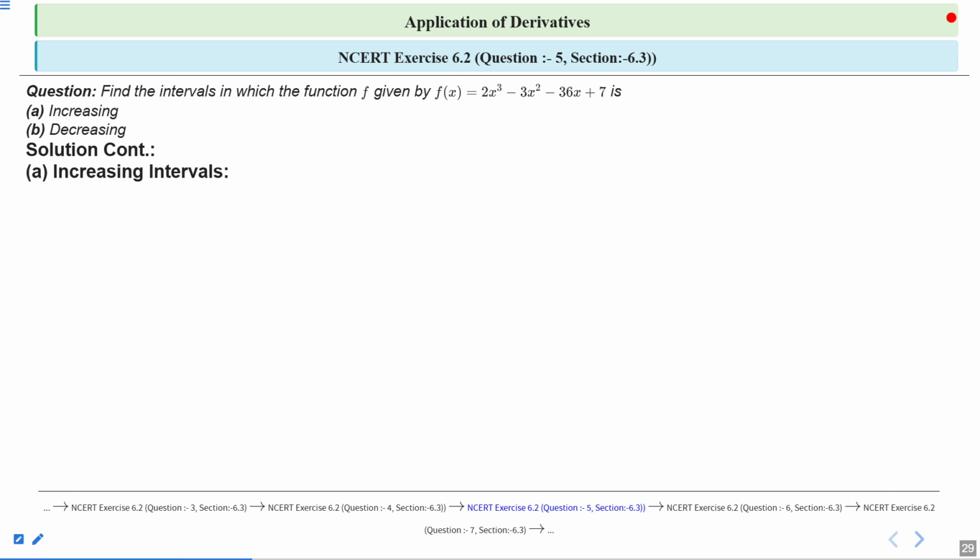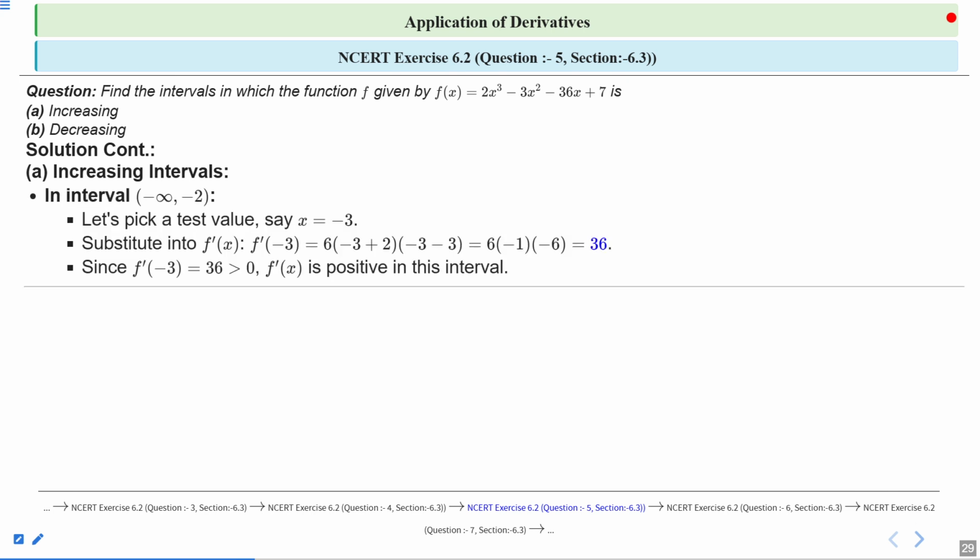So for part A, increasing intervals, in the interval minus infinity to minus 2, let's pick a test value, let's say x equal to minus 3. Substitute into f dash x. So f dash of minus 3 will be equal to 6 times minus 3 plus 2 into minus 3 minus 3, which is equal to 6 into minus 1 into minus 6, which is equal to 36, right? Since f dash of minus 3, which is 36, is greater than 0, f dash x is positive in this interval, right?